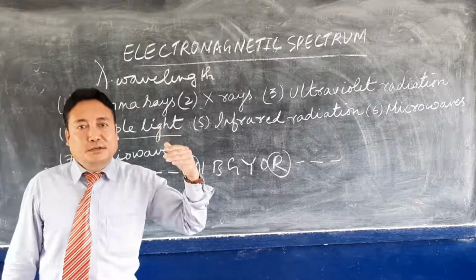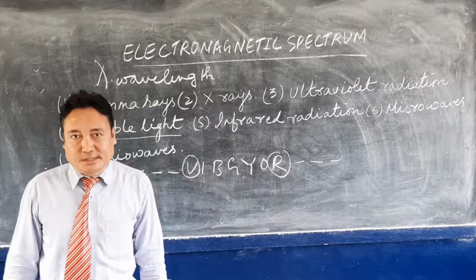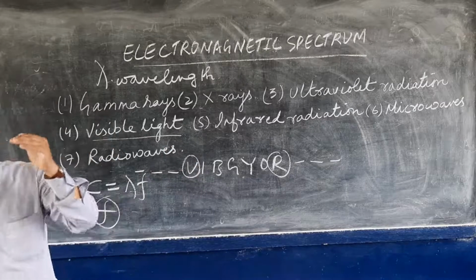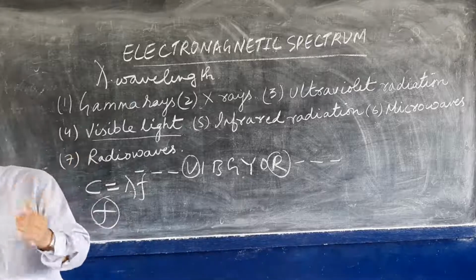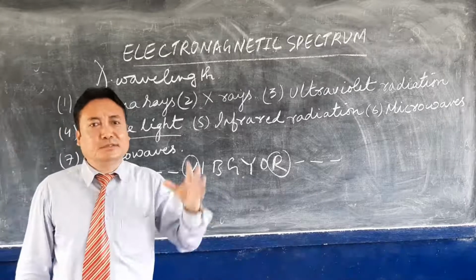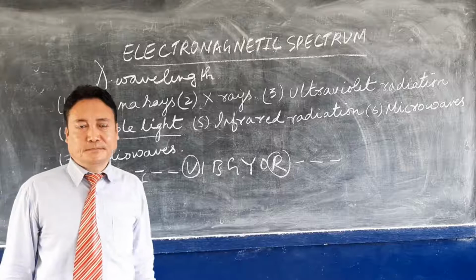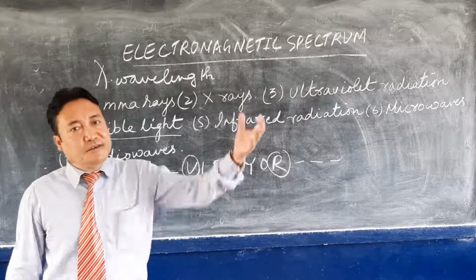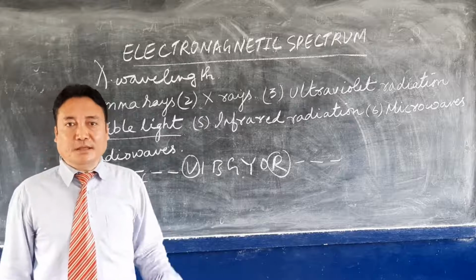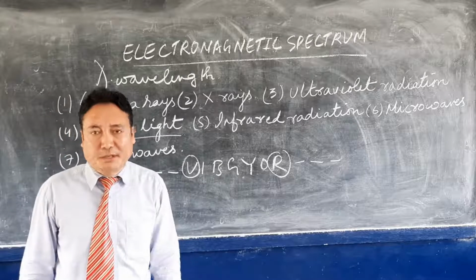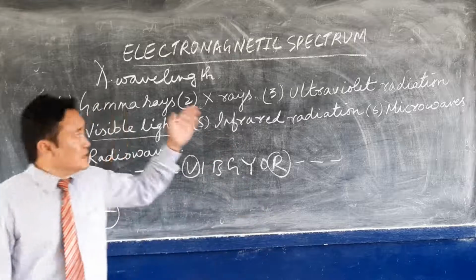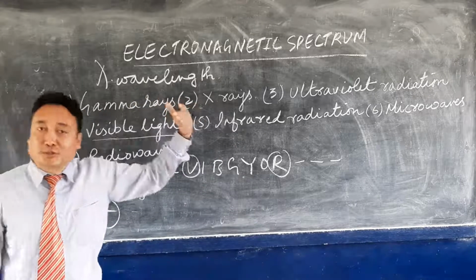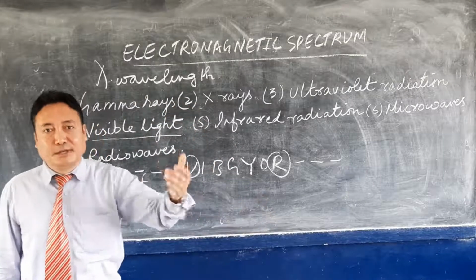So when we talk about the characteristics, number one characteristic is electromagnetic waves do not require any material medium for their propagation. Material medium means any body to travel. Light does not require any material medium to travel. They can travel in a vacuum with a speed of 3 into 10 to the power 8 meter per second. Similarly, this electromagnetic spectrum also does not require any material medium.